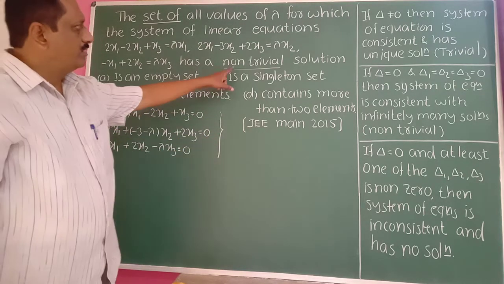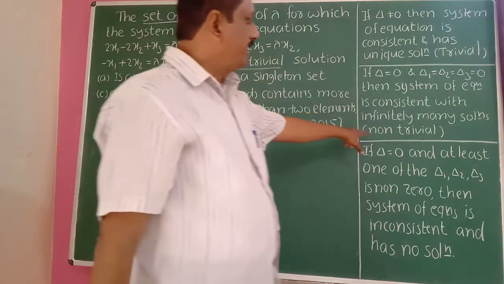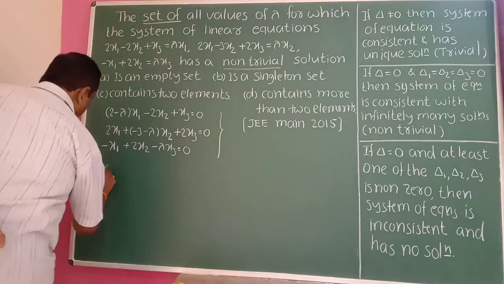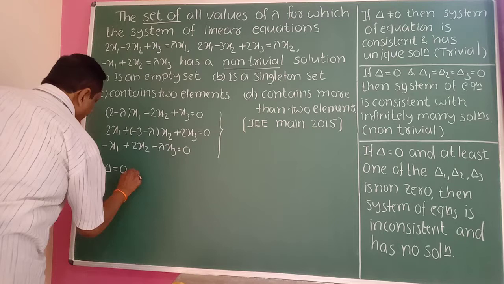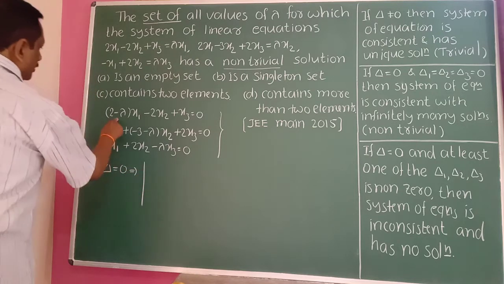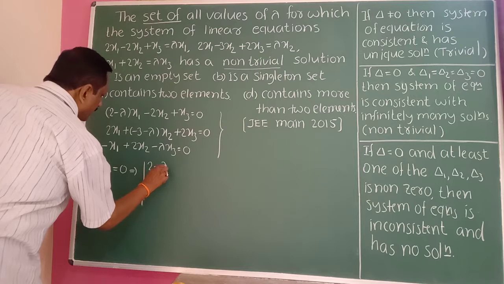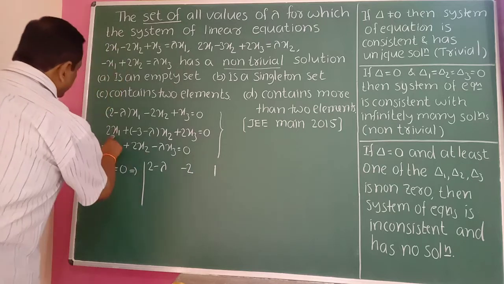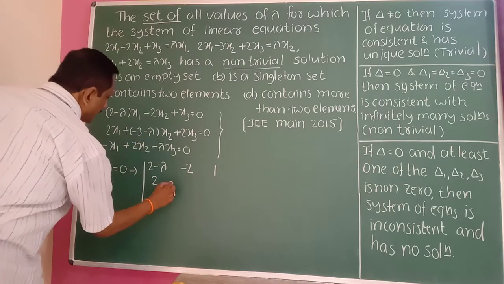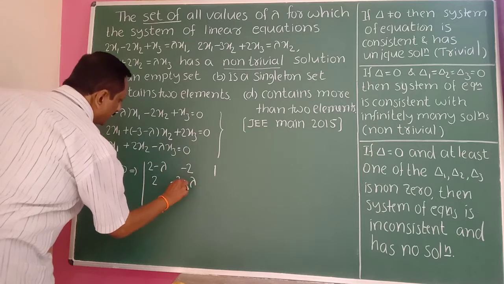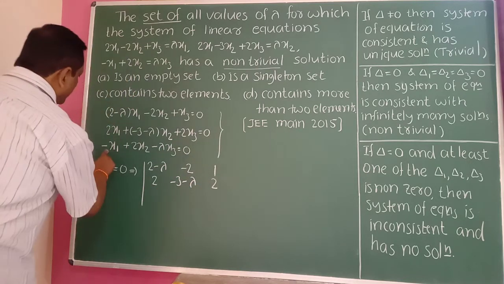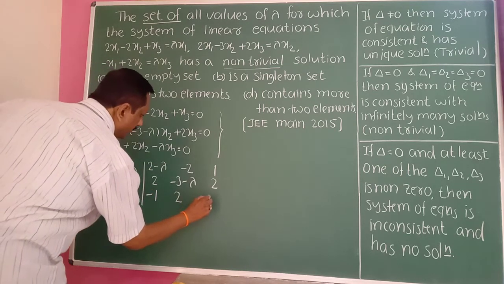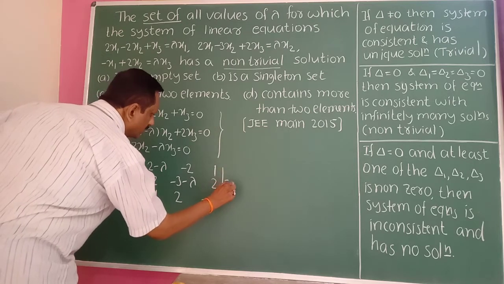Again here they already given a non-trivial solution. If it is a non-trivial solution then obviously delta is 0. Okay, so delta is equal to 0 implies the determinant of 2 minus lambda, then minus 2 and plus 1, then 2, minus 3 minus lambda, then plus 2, next minus of 1, then plus 2 and minus of lambda is equal to 0.